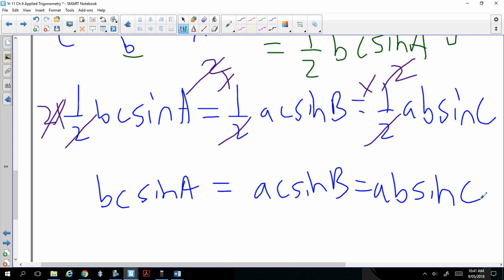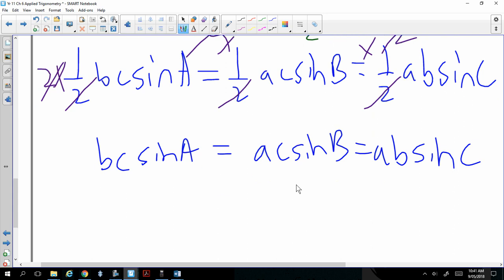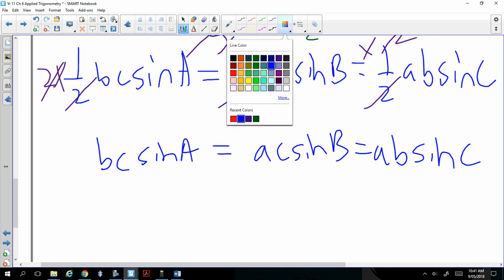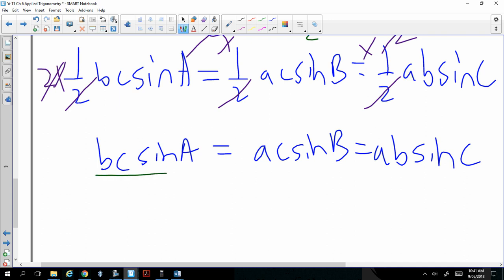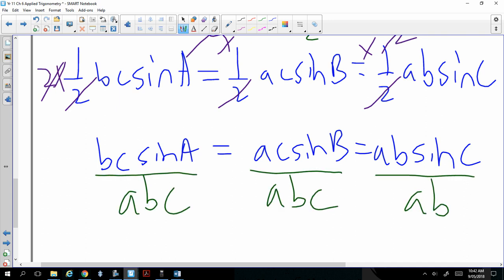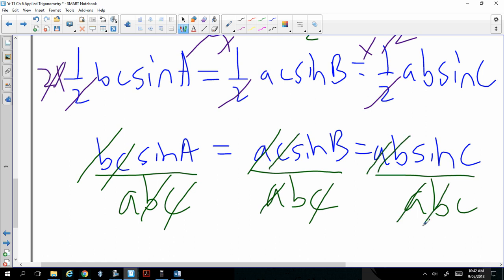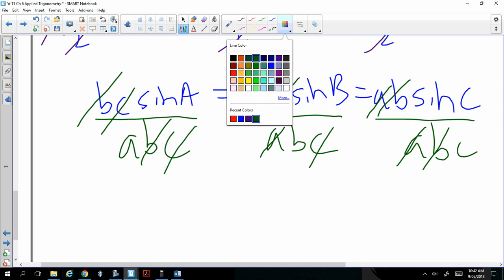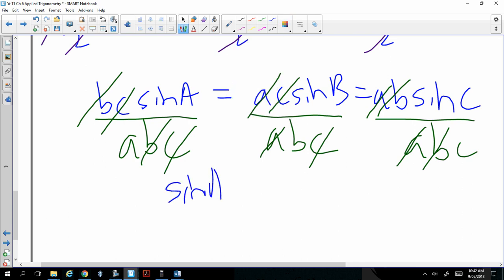And the next question, how do I get rid of A or these things in front? Okay, all you have to do is divide by ABC, ABC, ABC. Let's see what happens. The B and C get cancelled. This one, the A and C get cancelled. This one, A and B get cancelled. And what are we left with? We get sine A over A equal to sine B over B equal to sine C over C.